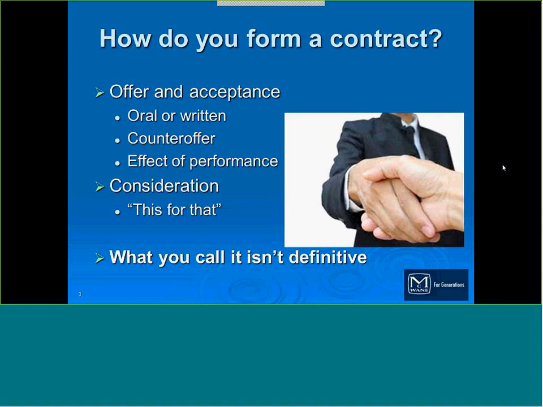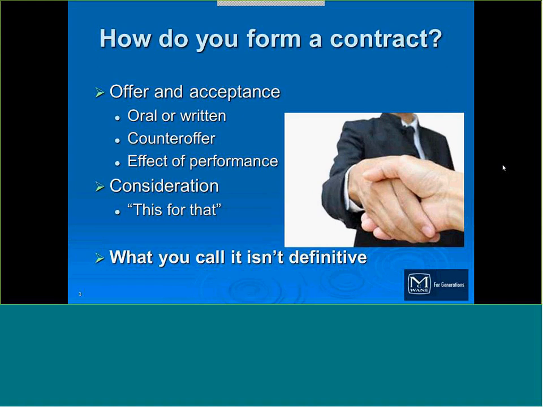But let's change the scenario just a little bit. Let's say I go to John and I say, I want to sell you my jacket for $5. And John says, well, I want to buy your jacket, but I only want to pay $3 for it. Do we have a contract? Not yet, because what John has done is he has made a counteroffer. And until I accept his counteroffer, we don't have a contract.